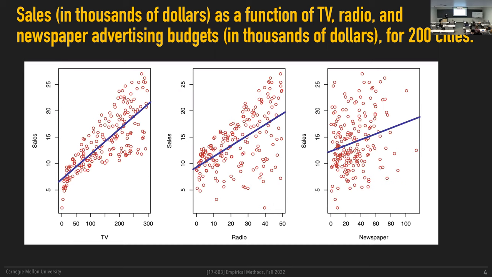Also, it's not political ads, it's something else. How much we've sold of some product, the new iPhone 14 Pro, as a function of how much we spent on advertising through these different media, okay? In some 200 cities where we collected this data. So you can roughly see that in general, it seems like the more you spend on advertising, the more you sell, right? That's roughly what we're seeing. It varies a bit, but roughly there's some correlation between how much you spend on advertising in each of the three media and how many iPhones you end up selling.